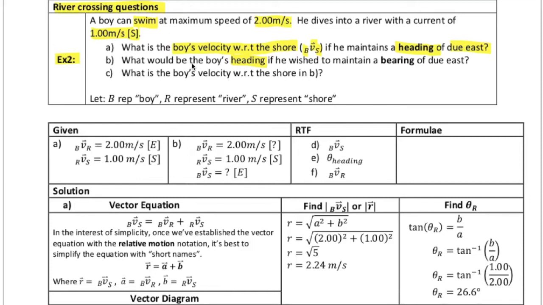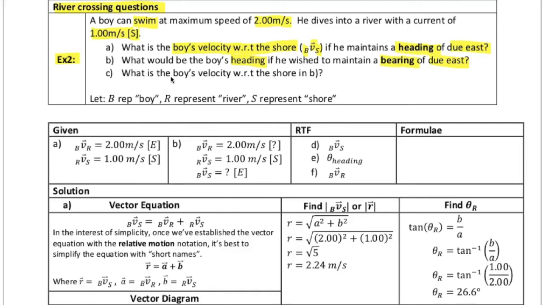But in part B, we're asked for something a bit different. In this case, we're trying to figure out what heading the buoy should have in order to maintain a bearing of due east. Now, the bearing always refers to the direction of the resultant velocity. So in part B, we know the direction of the resultant, but in part A, we know the direction of the buoy's velocity with respect to the river. So that's the difference between the heading and the bearing.